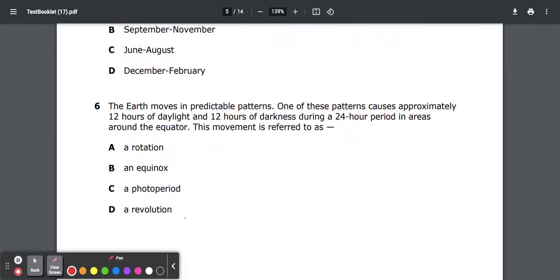The Earth moves in predictable patterns. One of these patterns causes approximately 12 hours of daylight and 12 hours of darkness during a 24-hour period in areas around the equator. This movement is referred to, well, if I have day and night within a 12-hour period, I know that it is caused because of the rotation of the Earth. So the Earth spinning on its axis is what causes that.